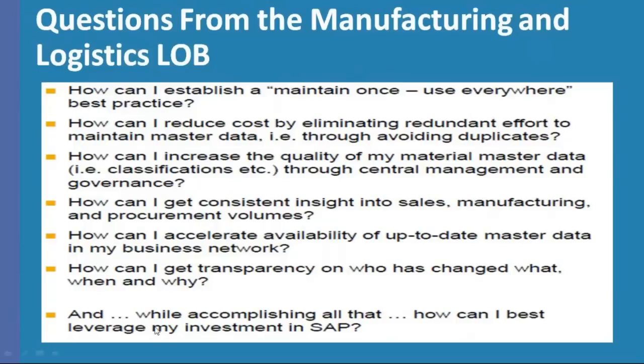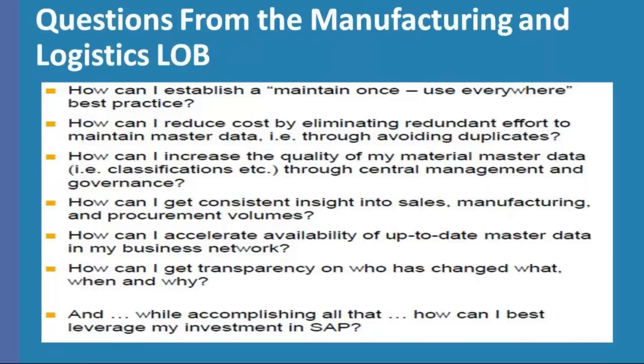Then how can I accelerate availability of up-to-date master data in my business network? That means I want to update my data. Obviously, you can update your data. If you have a single record, you can go for a single update, like a change scenario. But if you have multiple records, you can go with the mass processing approach. By using mass processing, you can change multiple records. And mass processing is not only possible in the basic details, you can also change characteristics, classification. These are all different peripheral records as well.